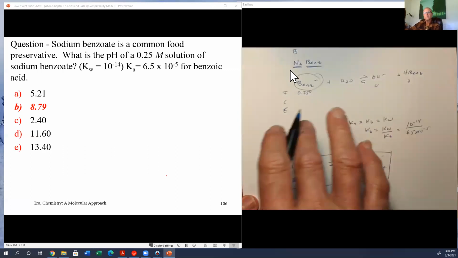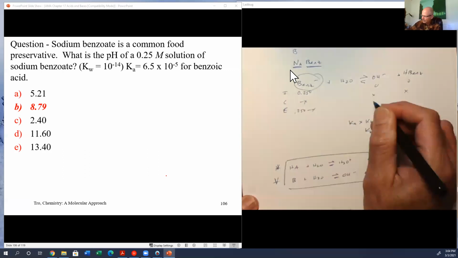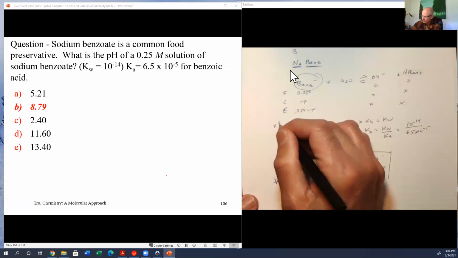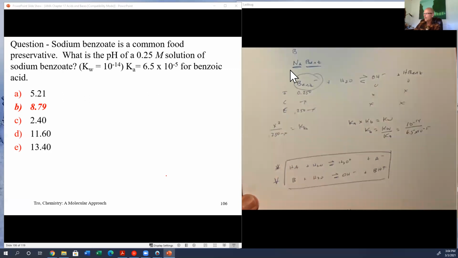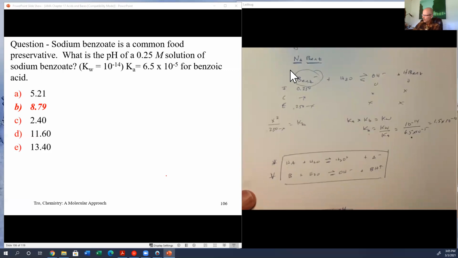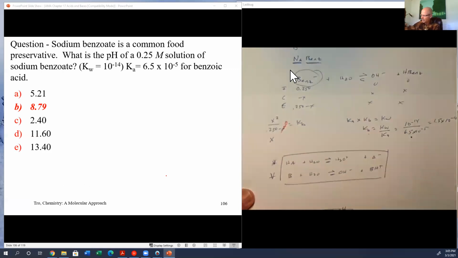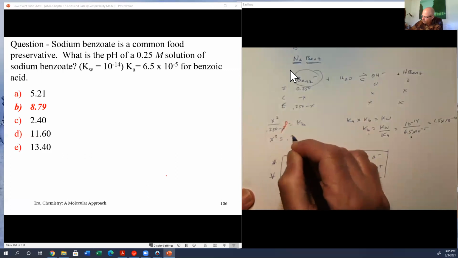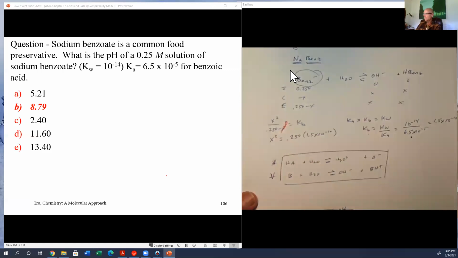0, 0. It goes to the right. So this is minus x, x, x. So 0.250 minus x, x, x. So you have x squared over 0.250 minus x is equal to Kb. And now you have to get Kb this way. So Kb turns out to be 1.5 times 10 to the minus 10. So you make the x small approximation. You can do that because look at how small Kb is. So x squared is equal to 0.250 times 1.5 times 10 to the minus 10.